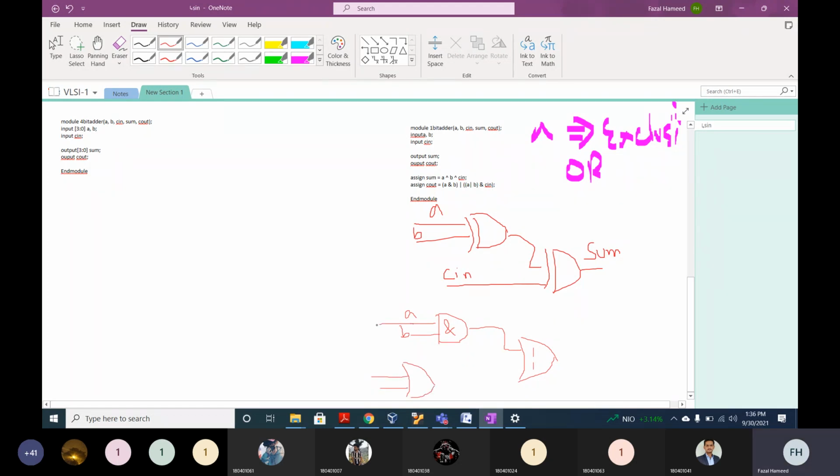The same A and B. So A is here and B is here. A or B and C in, and then it is input with C in, and C in is actually coming from here.